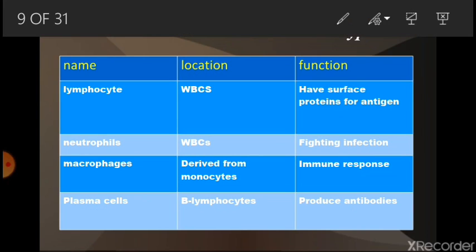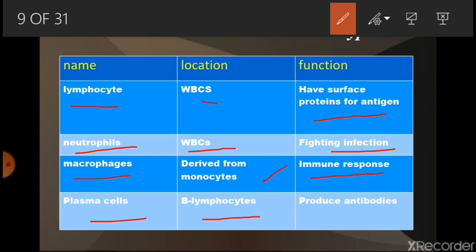Let's discuss some transient connective tissue cell types. Lymphocyte is located in WBC and it has surface protein responsible for antigen action. Neutrophil is also a type of WBC cell. This produces immunity and helps in fighting infection. Macrophage is derived from monocyte and is responsible for immune response. Plasma cell is derived from B lymphocyte cells and this produces antibodies.